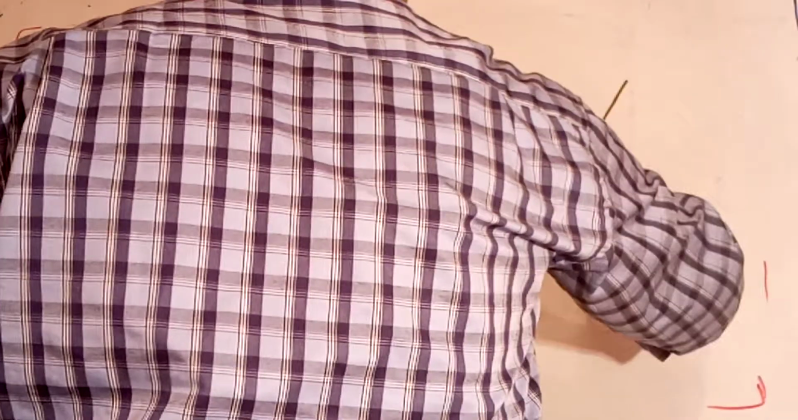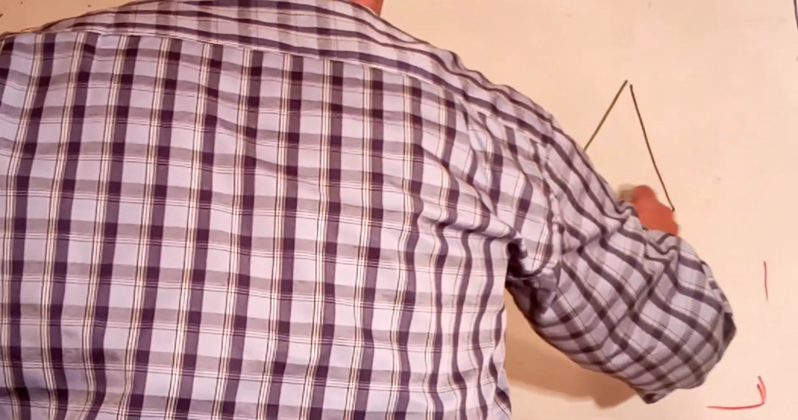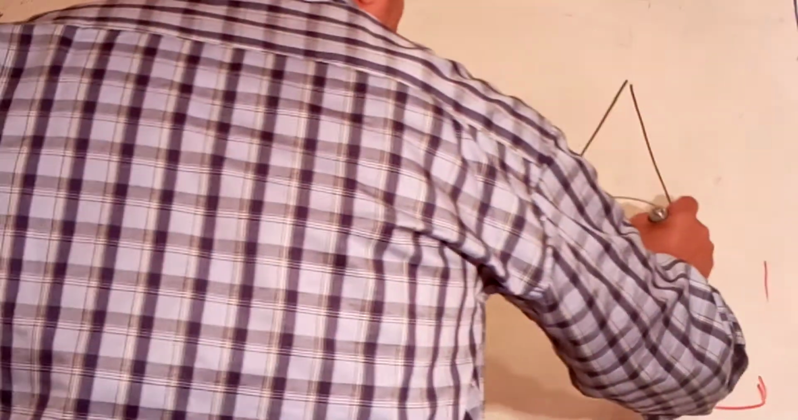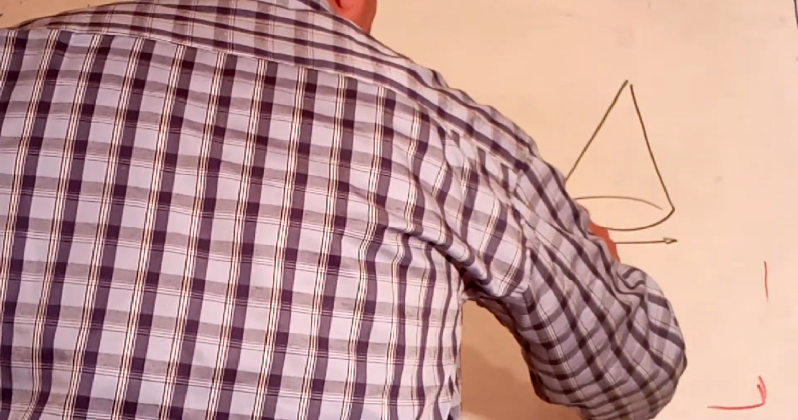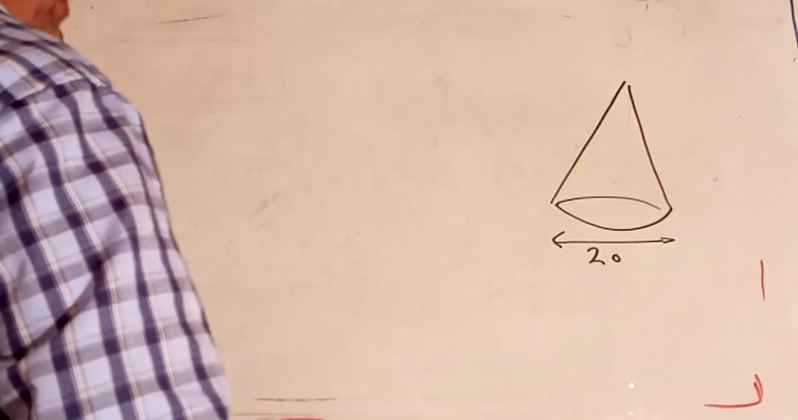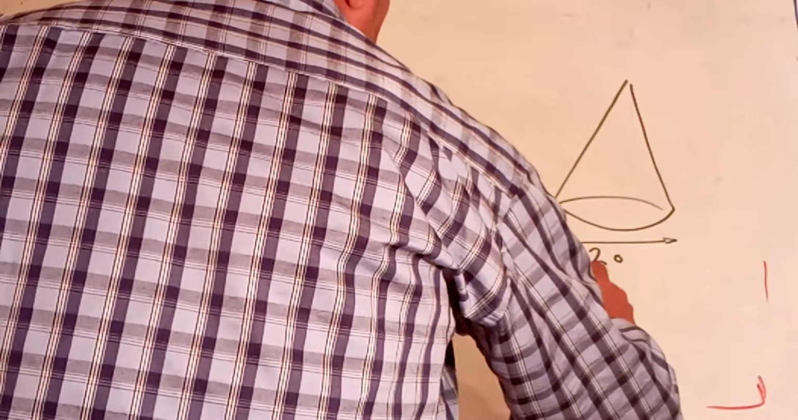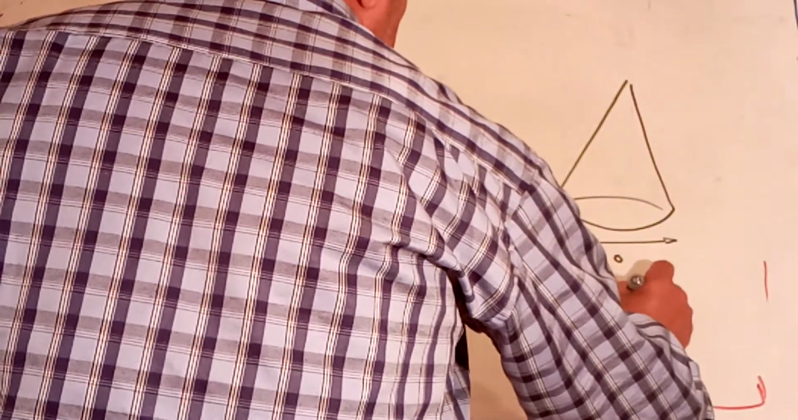Okay, let's do a numbers exercise. For example, let's start with number 1. Number 1 is a cone like that. The width, he said, is 20 centimeters. So this is the diameter. The radius will be 10 centimeters. So r equals 10 centimeters.